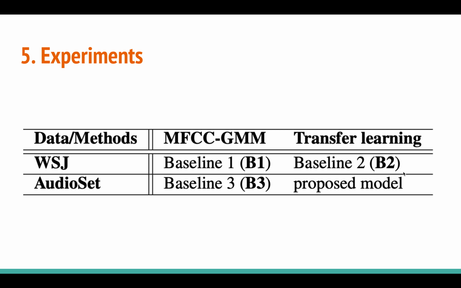Then the second experiment is called B2, which takes WSJ data, which is the training, and does the transfer learning, which is extracting the high level feature, which is 128 dimension, and feeding a new deep neural network. So that is the second baseline. Then we take the audio set data and train a GMM model using MFCC feature. That is baseline 3. And finally we take this audio set data and use the transfer learning approach and test it with our data, which is Hollywood data, 4 movies data.